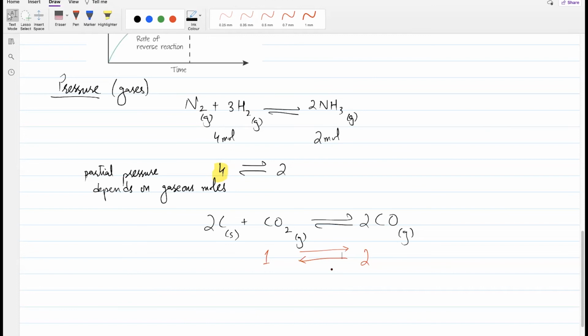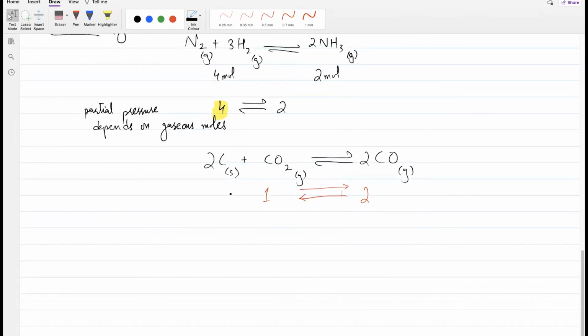You increase the pressure, it goes to the side with lower partial pressure, which means backward. When you decrease the pressure, it goes to the side with higher partial pressure, ताकि pressure ज़्यादा हो जाए, so it goes to the right. Okay, and that is where the equilibrium shifts. All right. Lastly, we have concentration or amount of particles. That is really simple.